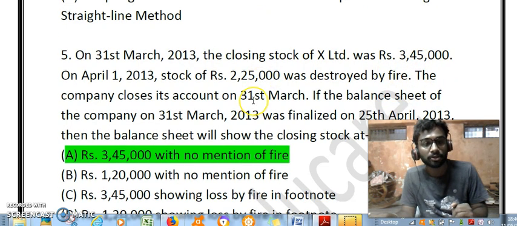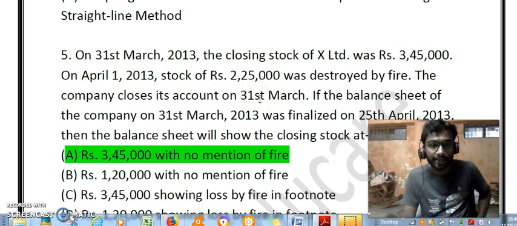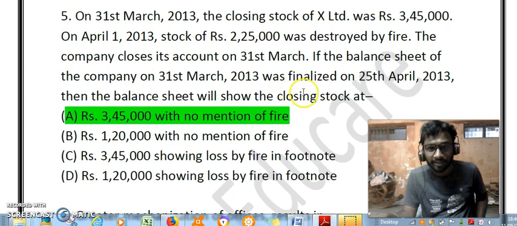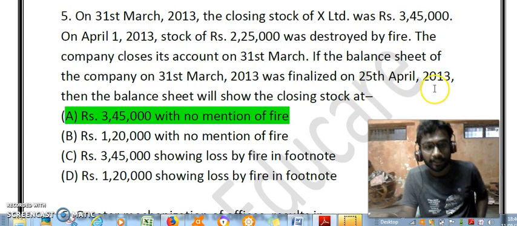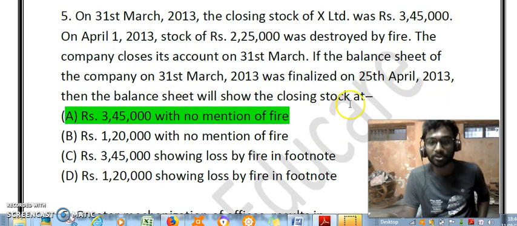On April 1st, 2013, stock of rupees 2,25,000 was destroyed by the fire. The company closes its accounts on 31st March. The balance sheet of the company on the 31st March 2013 was filed on 25th April 2013. Then the balance sheet will show the closing stock at.